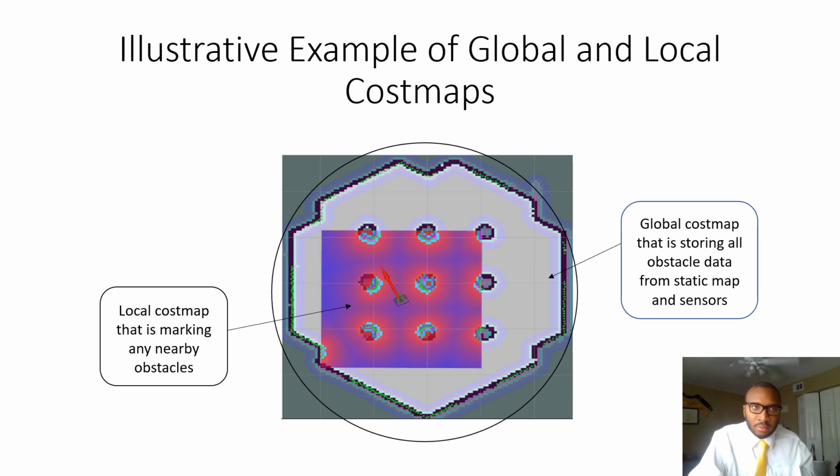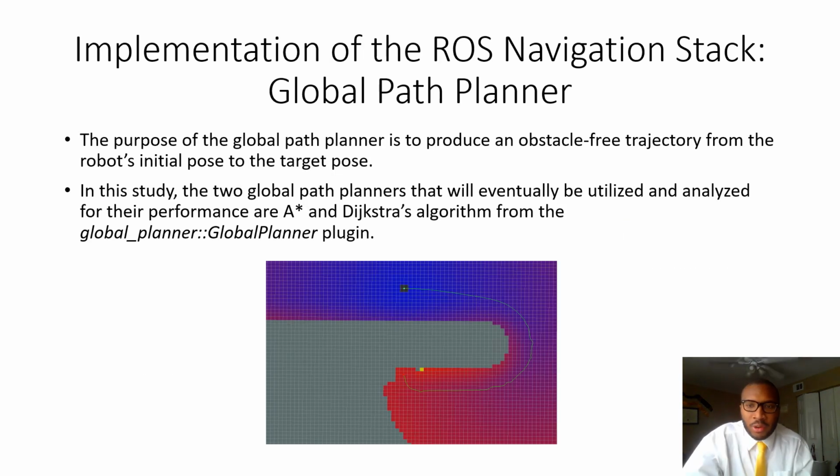And so, progressing from our conversation about the local and global cost maps, we can now talk about the global path planner, whose purpose is to produce an obstacle-free trajectory from the robot's initial pose to a target pose. We see this image below right here, where we have a robot that starts off in an initial pose right here, and we want it to get to a target pose that is positioned right here. And essentially what the global path planner is going to be able to do is produce a path, which is the green line, from the starting position to this target position that the robot will use to get to the target position.